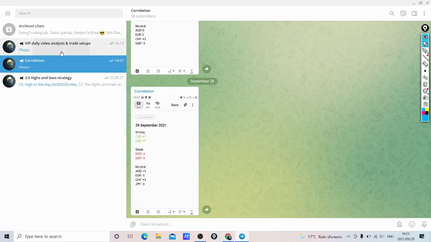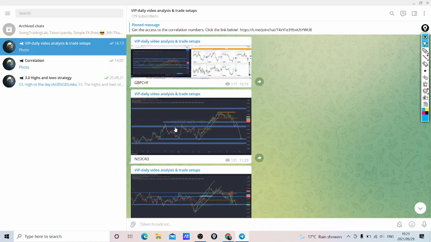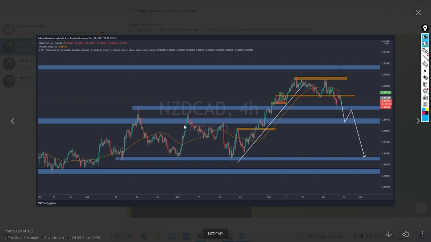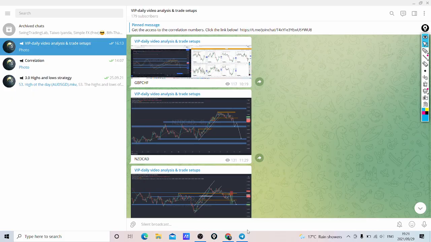Now let's go to our next analysis, which was NZD Canadian dollar. Obviously we were looking for a sell. We got a break here and a retest here. This retest was a minor one, a very small one, but I was so convinced that the market was going to drop based on the correlation numbers. So let's check what was happening based on our correlation numbers.